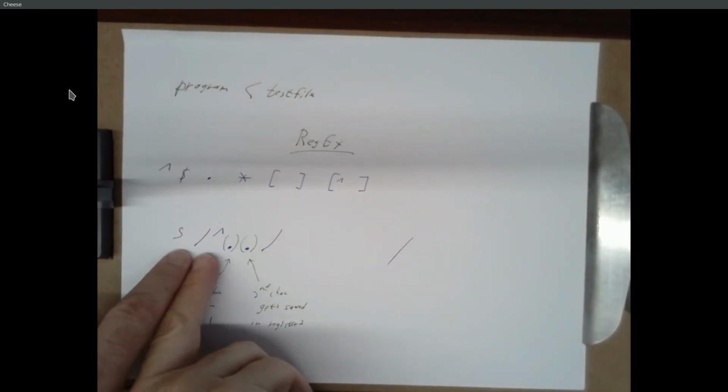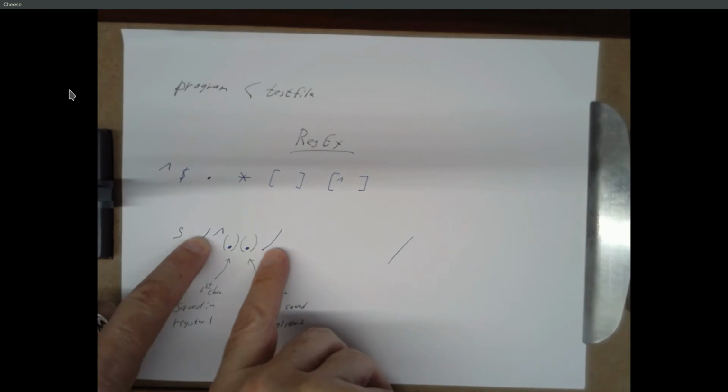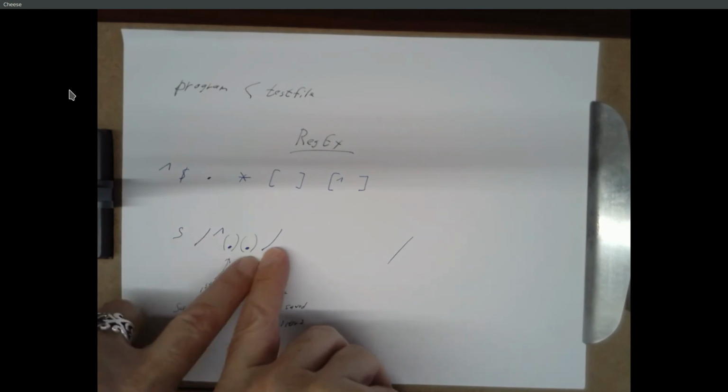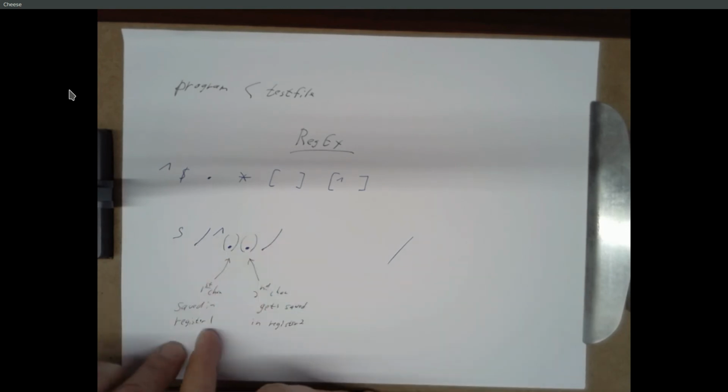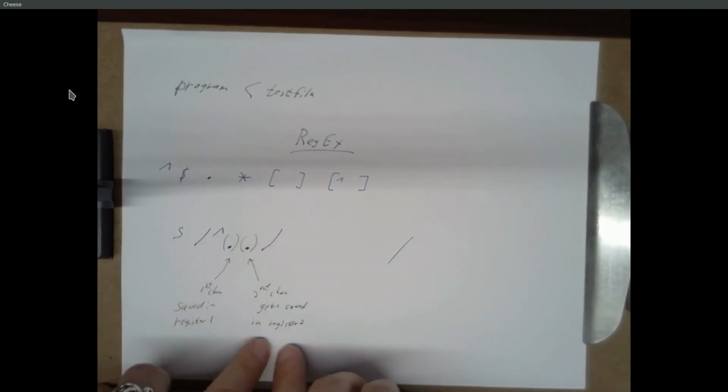So this is substitute slash. Here's what we're looking for. We're looking for the beginning of a line followed by anything else. That first anything, because it's in parentheses, it gets saved in register 1. The second anything gets saved in register 2.